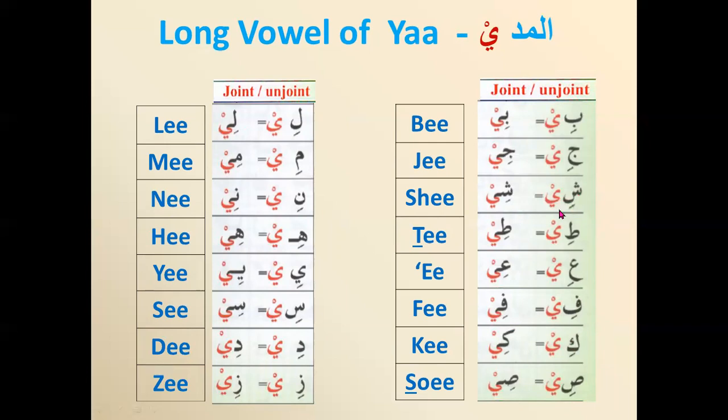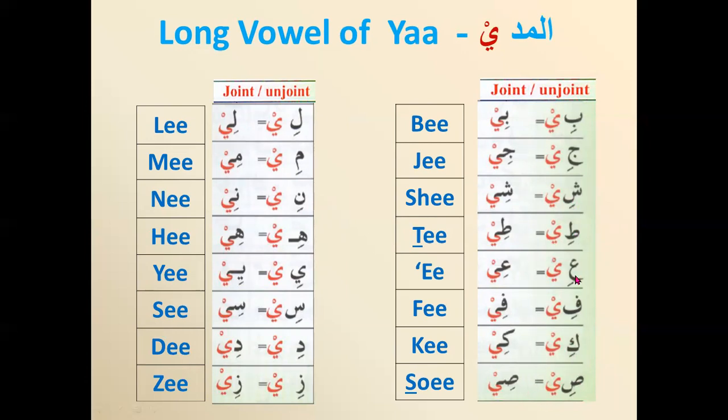Shin kasra ya sukun, shee. Ta kasra ya sukun, tee. Ain kasra ya sukun, ee. Fa kasra ya sukun, fee. Kaf kasra ya sukun, kee. Sad kasra ya sukun, see.